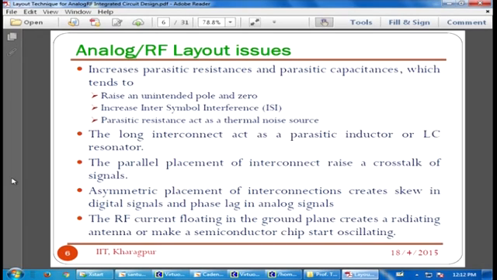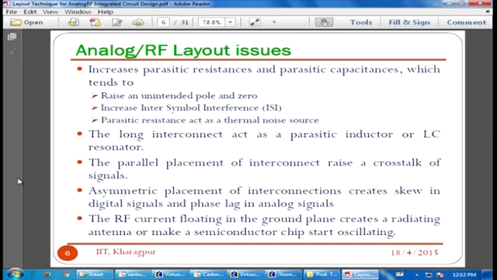These are the issues. Already I have said some issues: the parasitic resistance or parasitic capacitance, the rise of unintended poles and zeros, and inter-symbol interference. The main thing is parasitic resistance will create thermal noise. It's more important, so the circuit performance will be degraded. And the long interconnect's parasitic inductor also creates an LC resonator. And parallel placement of interconnect raises crosstalk of signals.